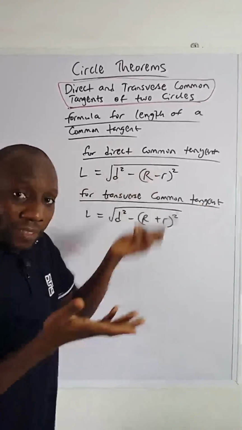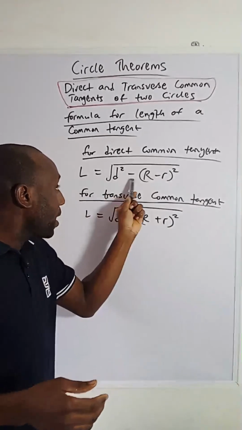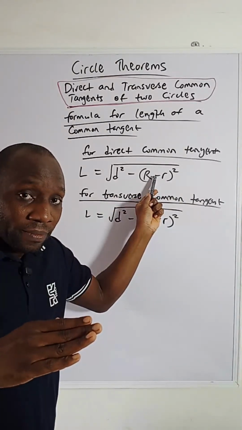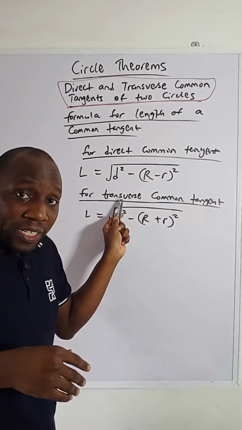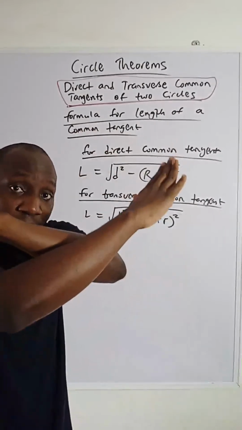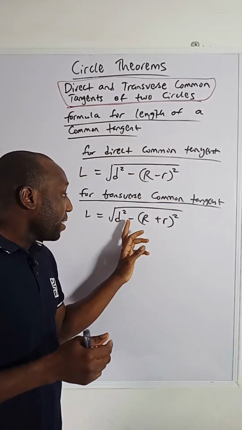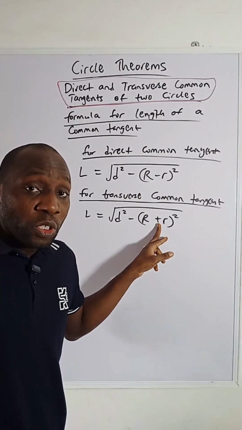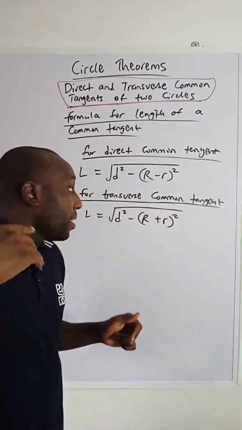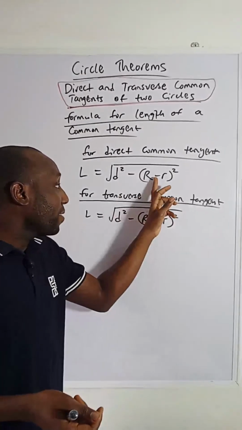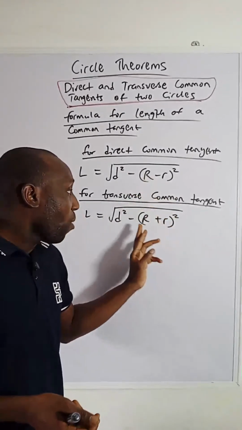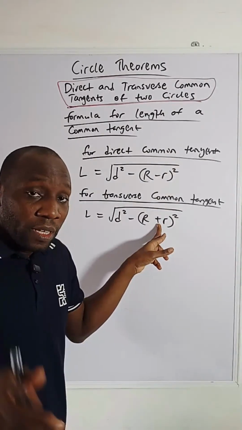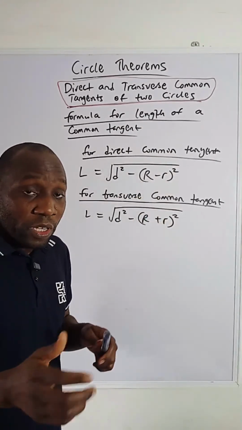Let me just help you out. For direct, you have minus here and minus here. But for transverse, where you have it in this form, there's minus here, but this one is not minus, it's plus. So the only difference between direct and transverse is that for direct, you have minus and minus, but for transverse, you have plus here. So don't mix up the two formulas, okay?